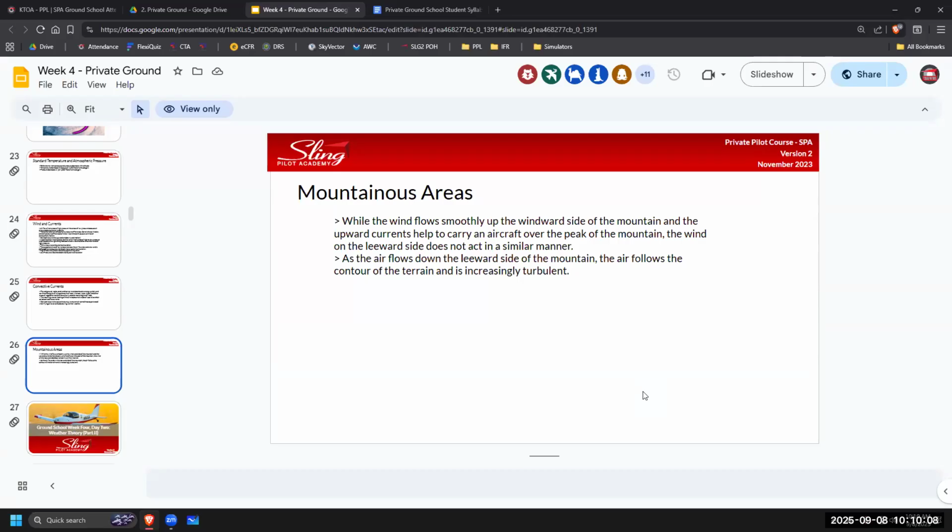I'm trying to see if there's another picture, but it's most important to talk about for us because on cross countries, there's a whole bunch of mountains, especially north of here. If you go towards Santa Barbara or you go all the way to San Luis Obispo or even more north, you're crossing pretty big mountain ranges, and you have to be especially careful around these mountain ranges.